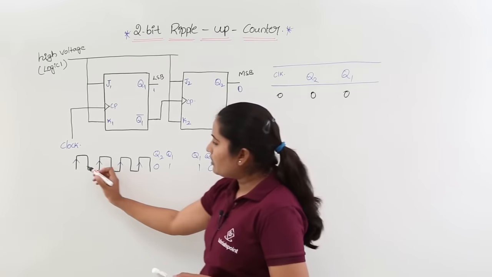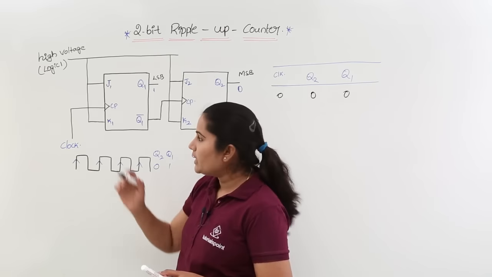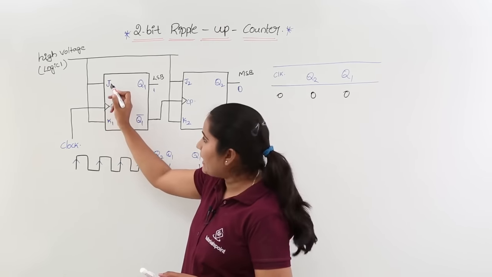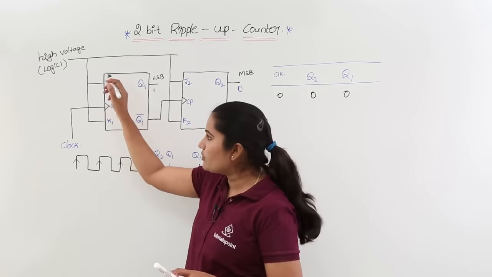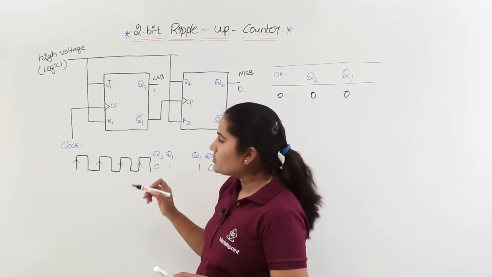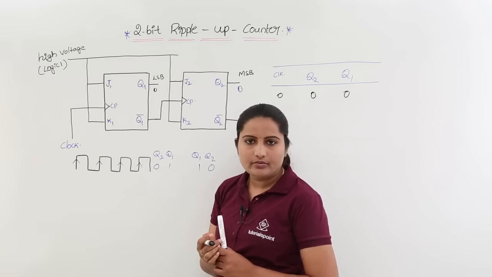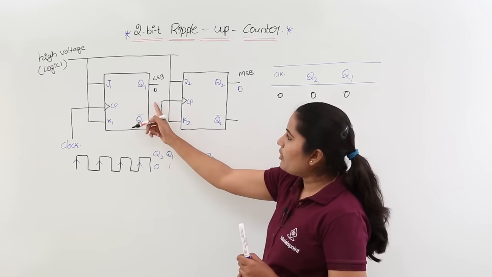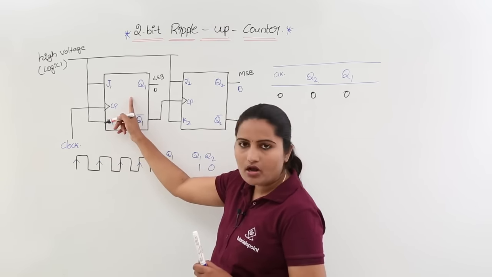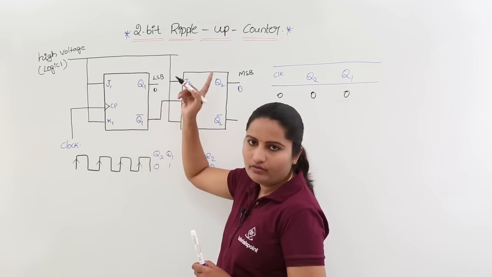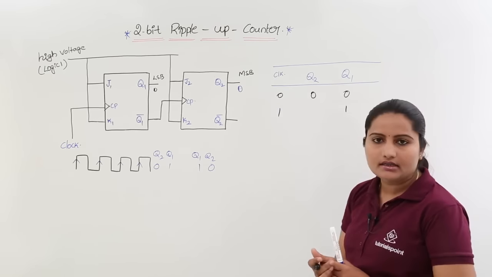Now when we apply the first clock, what is going to happen? When we are applying the clock, as this flip-flop is already in toggle condition, then it's going to toggle its present state. I already told you, this is in 0-0 mode initially. Now your flip-flop is going to toggle. When the clock rising edge occurs, this flip-flop is going to toggle and make this 0 to 1. That means your Q1 will become 1 whenever the first clock occurs.